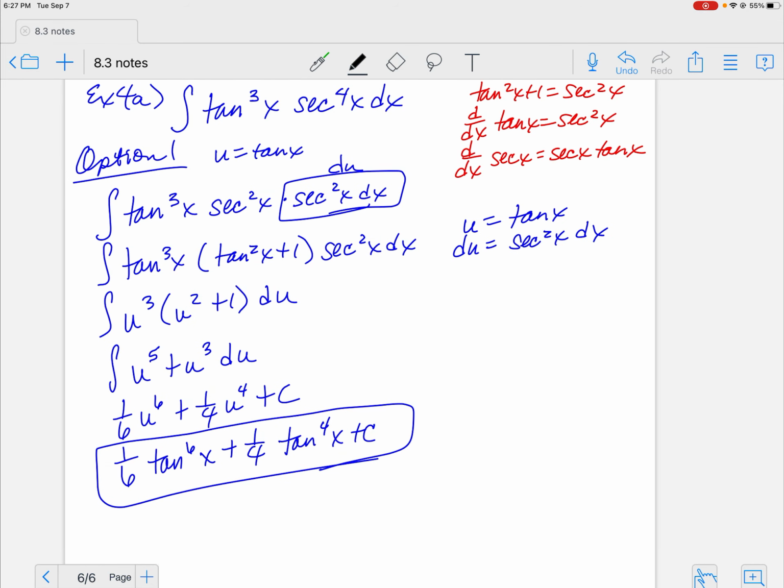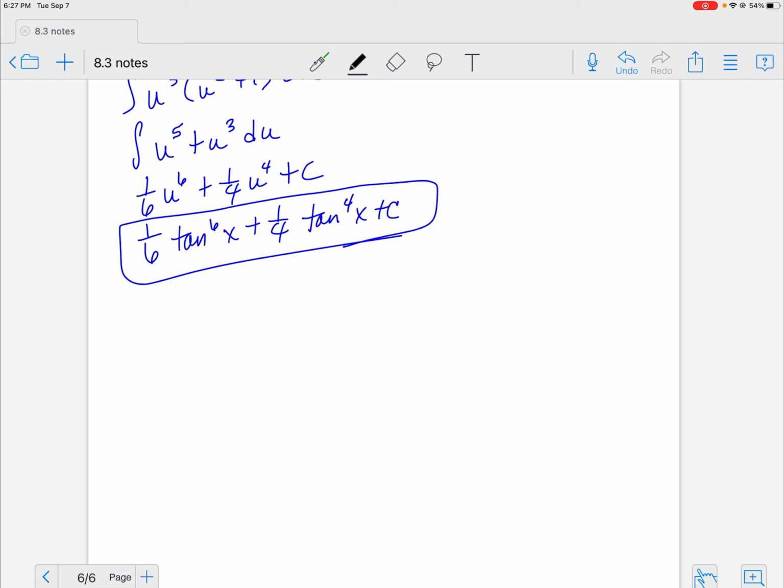Let's take a gander. What if I wanted my secant to be my u? Because check me out. I've got an odd exponent of tangent, so I've got an odd man out, tangent, right? I can make that odd man out tangent into a secant tangent. I'll pull one of my secants and one of my tangents for my du. Well, let's do it right here. We've got room. Option 2, where my u is secant.